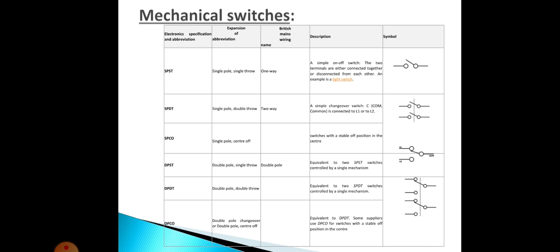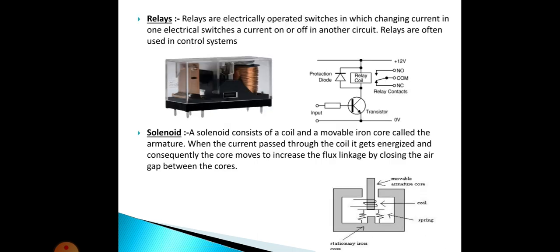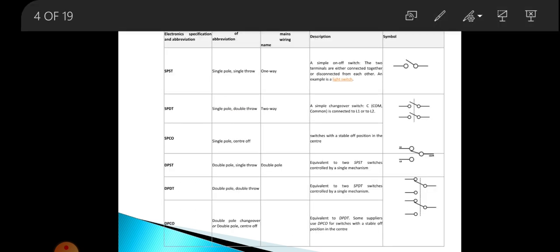The next one is double pole single throw. Here there will be double pole and one single throw. Regarding the diagram for single pole double throw, it has changed: double pole double throw is up and single pole double throw is down. That is one correction we have to make.